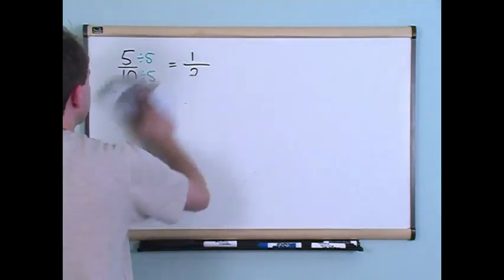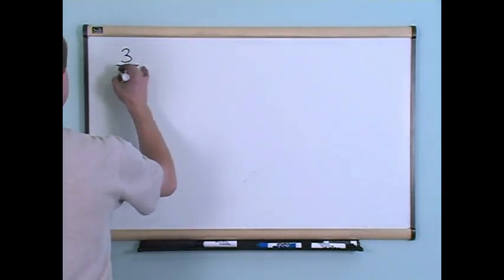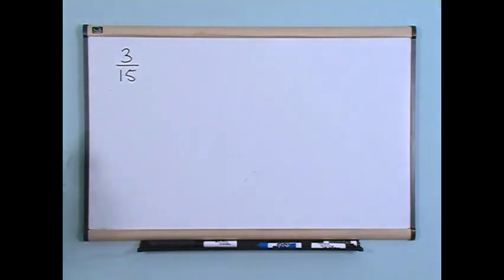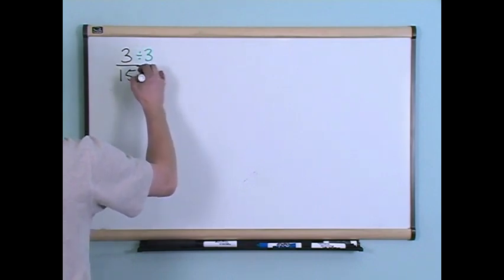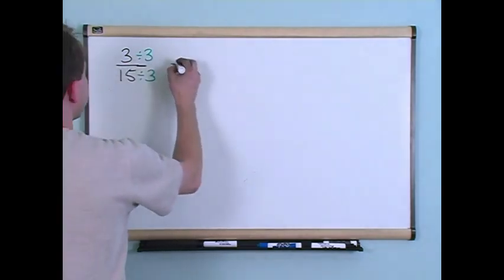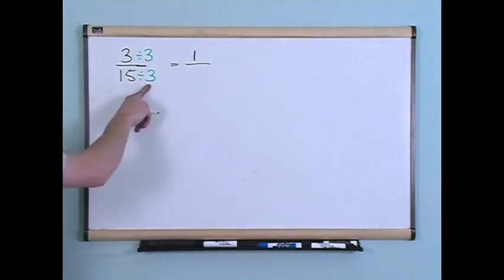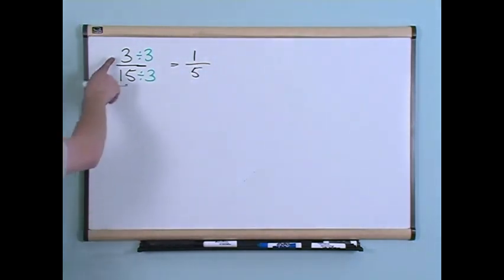Now, getting into this a little bit more, just simplifying, let's say you have 3/15ths, 3 pieces out of 15 possible pieces. How would you simplify this? Well, you can divide the top by 3 and the bottom by 3. When you do that, 3 divided by 3 is 1, and 15 divided by 3 is 5, because 3 times 5 is 15. So 3/15ths is equal to 1/5.